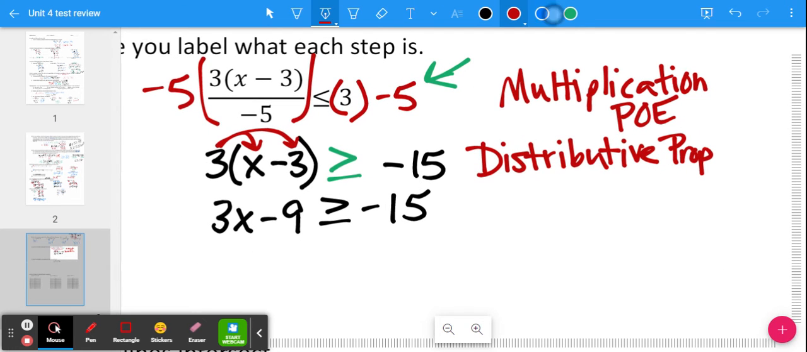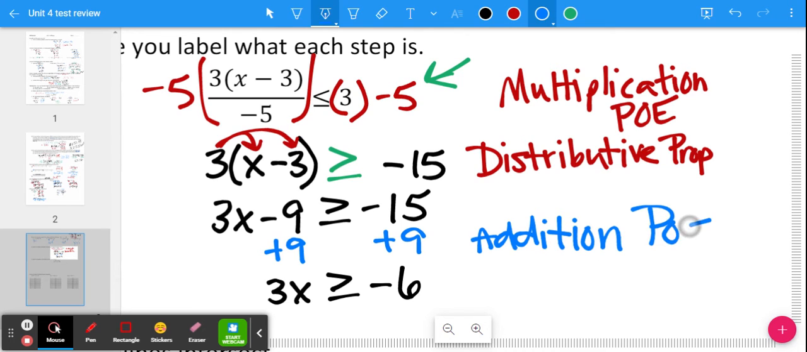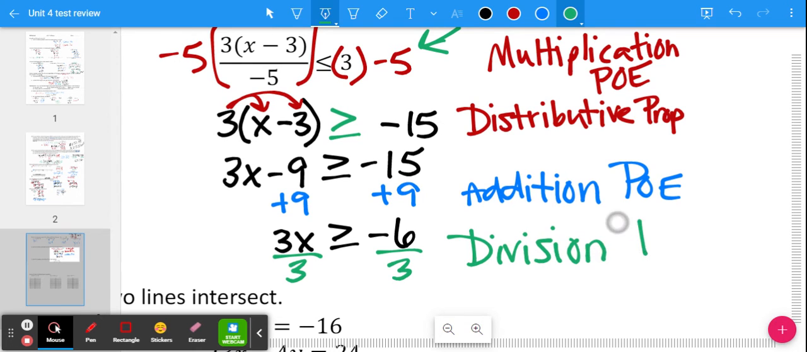So then we are to this next step. So we have 3 times x minus 9. So we're going to get rid of that -9 constant by adding it. And then we're left with 3x is greater than or equal to -6. And that was your addition property of equality. Last step is we have to get rid of the coefficient 3. So we divide by 3, which is your division property of equality. And x is greater than or equal to -2.